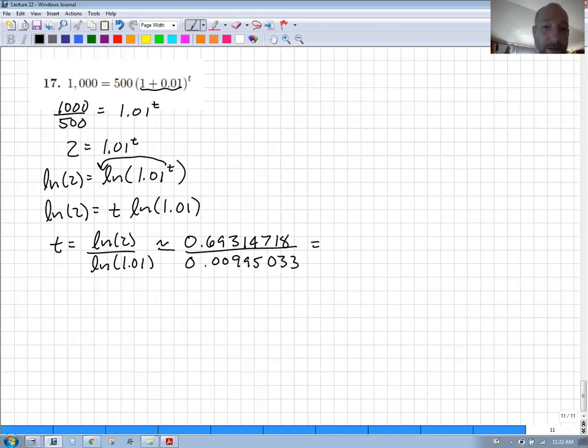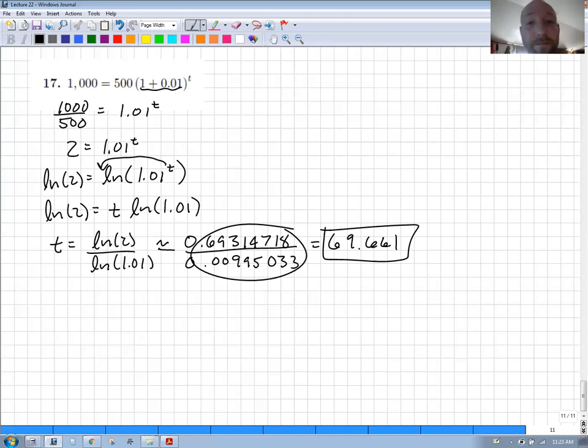0.693147118 divided by 0.00995,033. This gives me 69.661. I know there's a way to store numbers in here. I've just never done that. So anyhow, that should be accurate to 3 decimal places. I think I have enough decimal places here for it to work out.